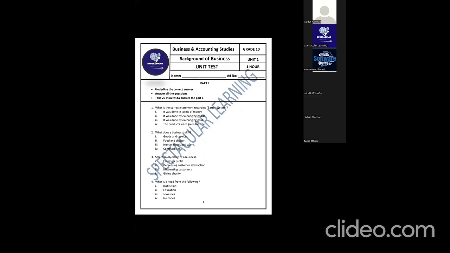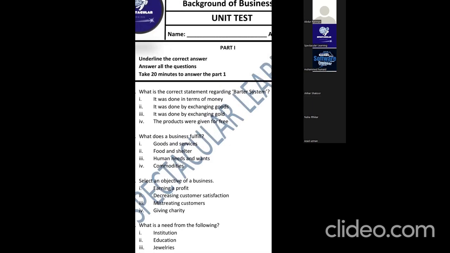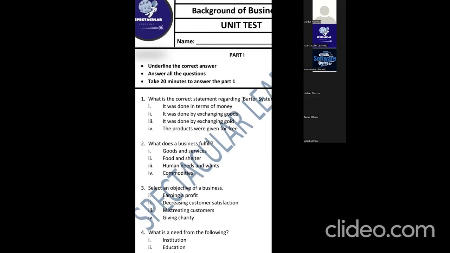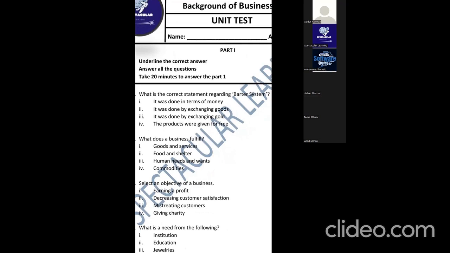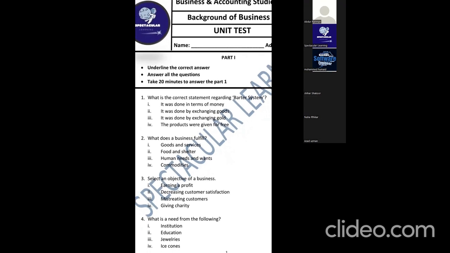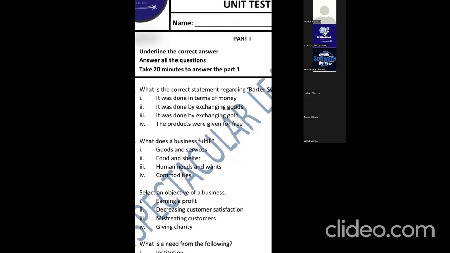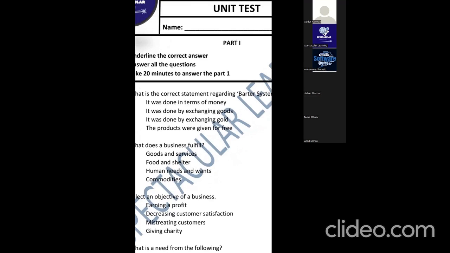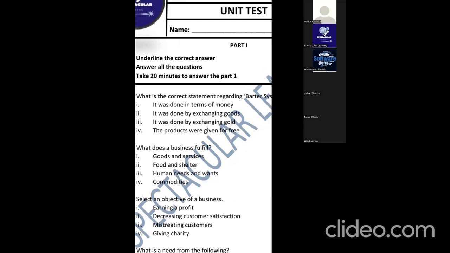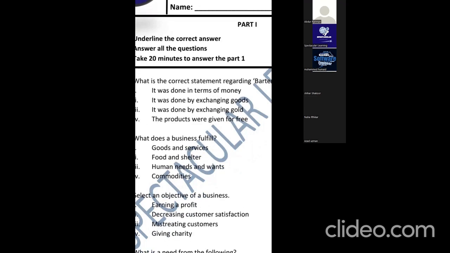Yes, it was done by exchanging goods. The first one says it was done in terms of money. No, the barter system was not done with money. It was done by exchanging goods. The third one says it was done by exchanging gold. The barter system was not done by exchanging gold. Gold is also some sort of valuable thing like money. And the products were not given for free. So the correct answer is the second one. It was done by exchanging goods.